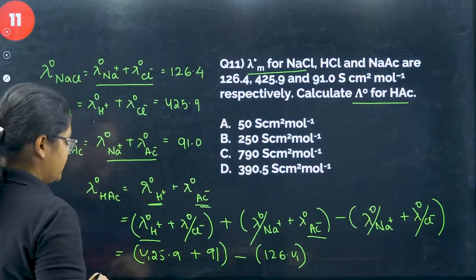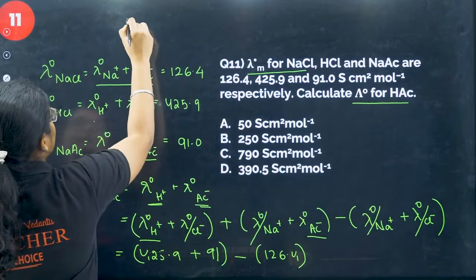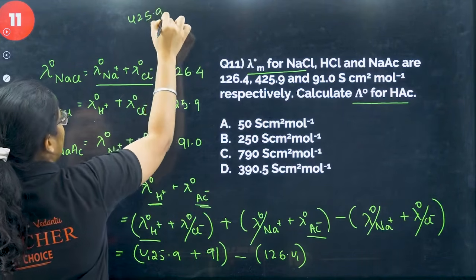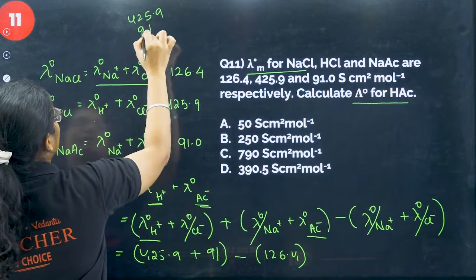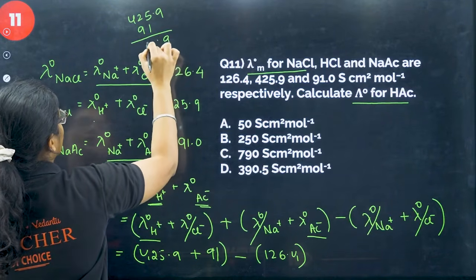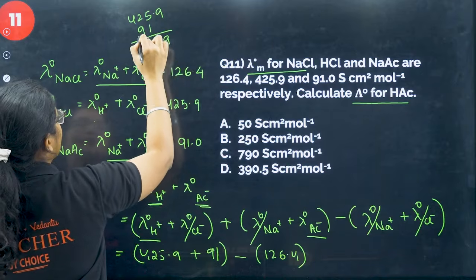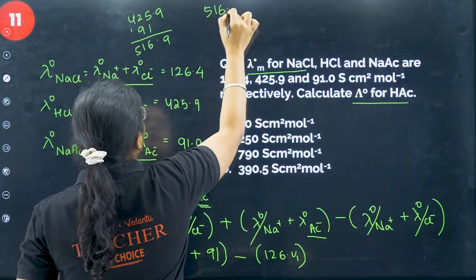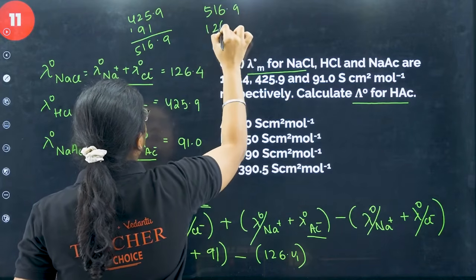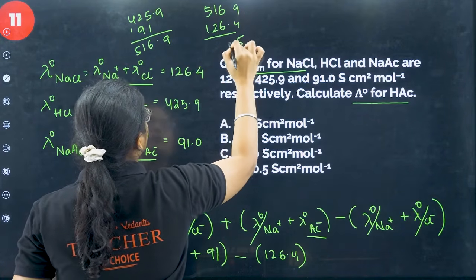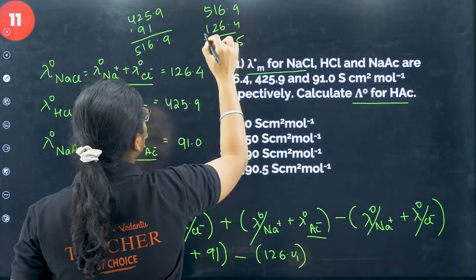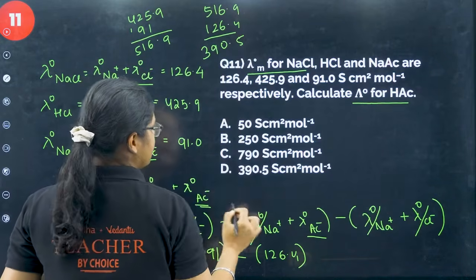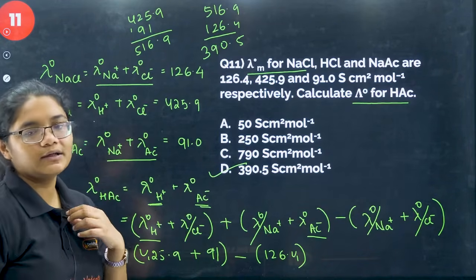You can just calculate it, 425.9 plus I have 91, so that is 5 plus 1, 6, 9, 10, 11, 516.9, and then I will subtract 126.4. Okay, so I have almost 390.5, which is option number D here.